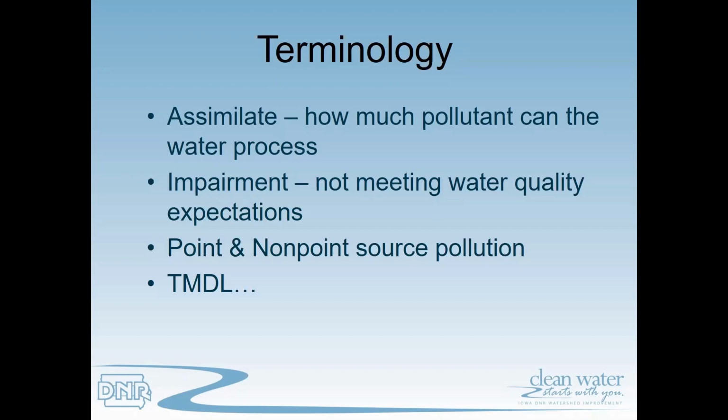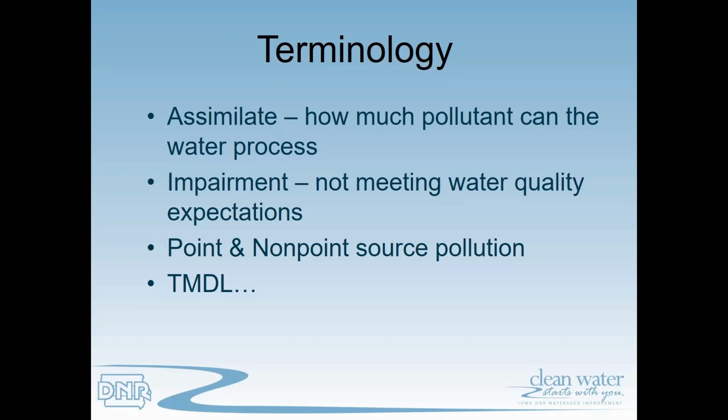Impairment, that is an official sounding word. Basically, it means that the water quality is not meeting our expectations, those expectations of our water quality standards. Anytime that we have enough monitoring to be able to evaluate the water quality, we evaluate those against the water quality standards. And when they are not meeting certain parameters, they become impaired. And then we come in and we try to figure out what's going on with those water bodies.